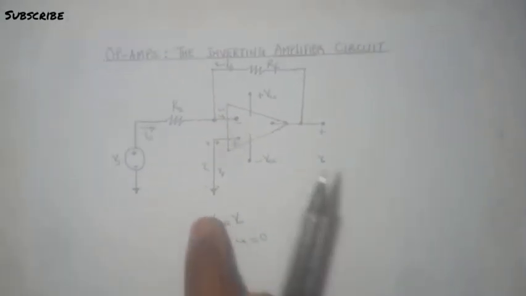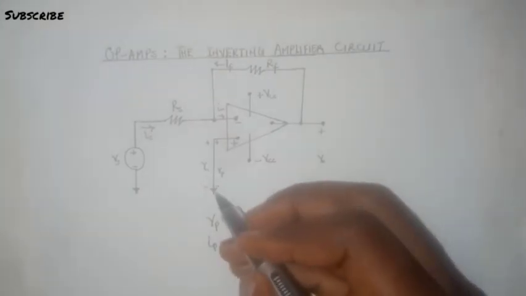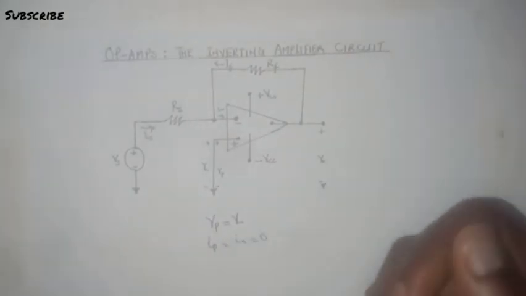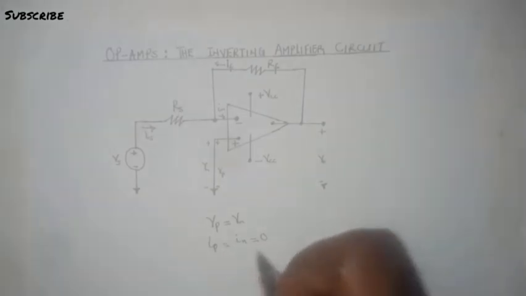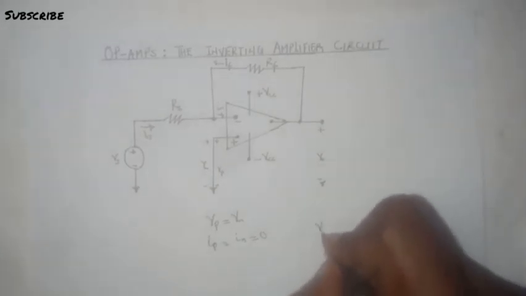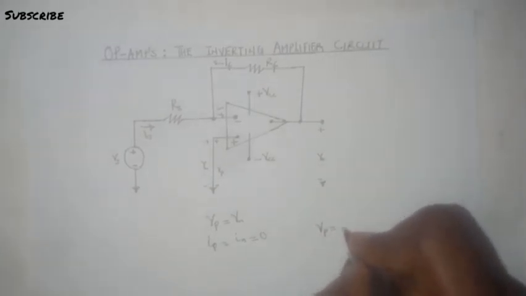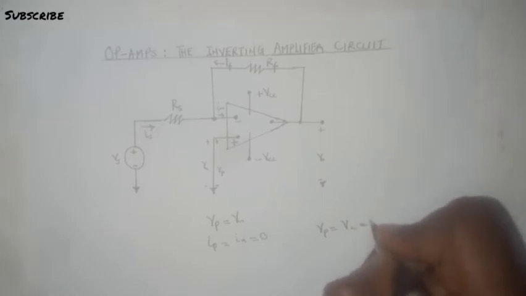Now, what is the value of Vp? Now, Vp is connected directly to ground. If Vp is connected directly to ground, that means that Vp, which is equal to Vn, is equal to 0.